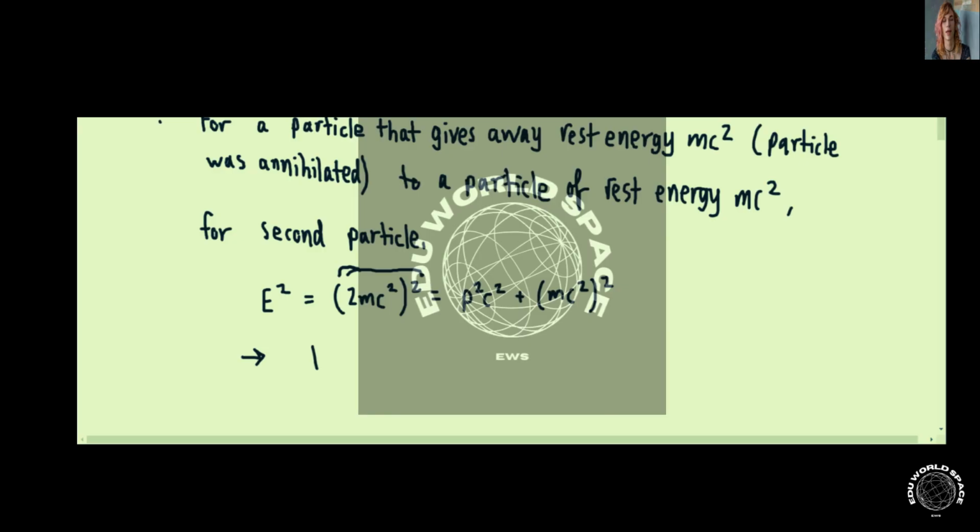This is the total energy squared of the particle. It's the rest energy plus the energy given to it from the annihilated particle. This is the square of whatever momentum this particle will now have. And this is the rest energy squared of the particle.